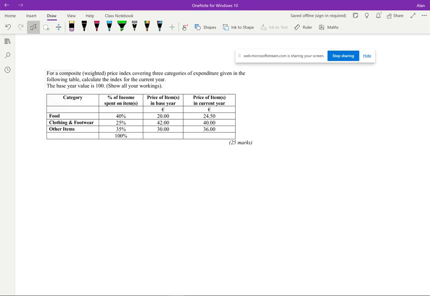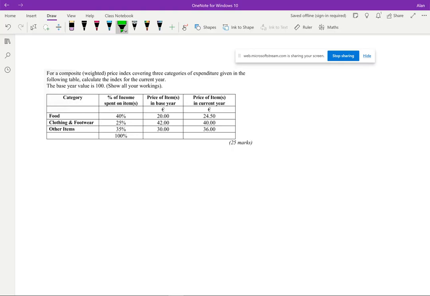So what do we have here? I think this is about 6 or 7 years old, a 2013 or 2014 question. So same thing again, leading to a higher level question, and this is something that could pop up. For a composite weighted price index, which we've done, covering 3 categories of expenditure given in the following table, calculate the index for the current year. The base year value is 100.